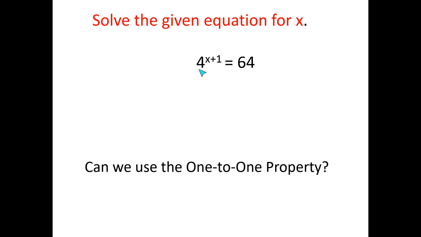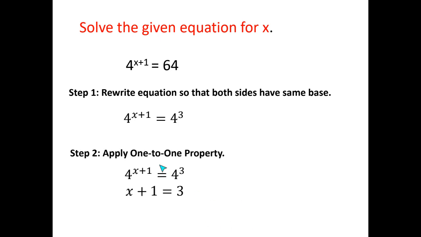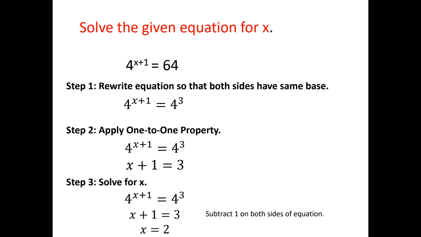So let's look at this one. My base is 4, and I have a 64. So the bases are not the same, so I cannot use the one-to-one property the way that it's written. However, we can manipulate it so that they do have the same base. So in other words, 64, I can rewrite it as 4 cubed. And now I have 4 and 4. That means I can set my exponents equal to each other by using the one-to-one property. So I'm going to have x plus 1 is equal to 3. Subtract the 1. And we get x is equal to 2. Okay.